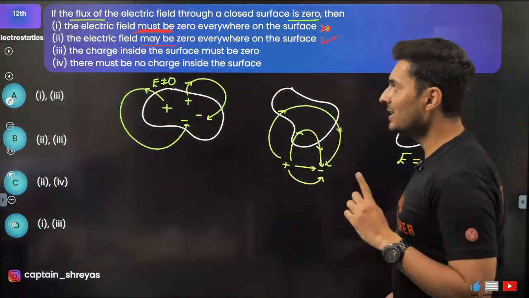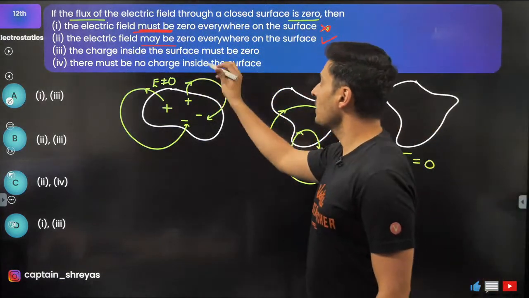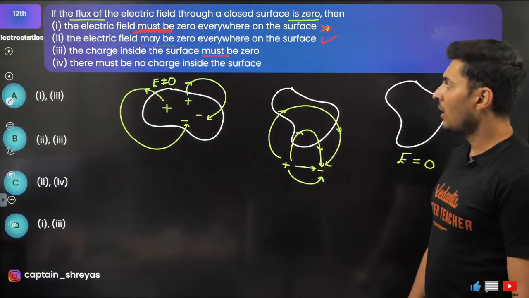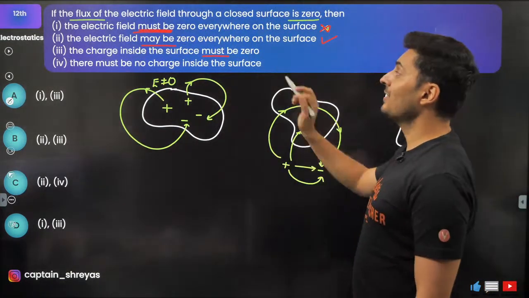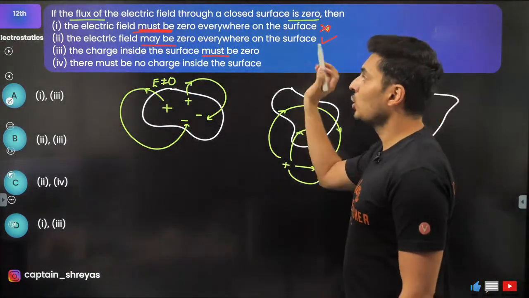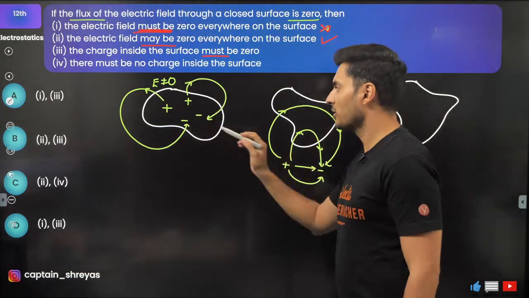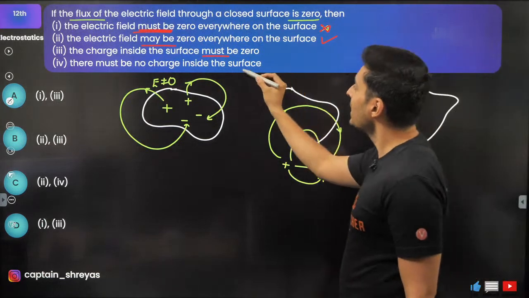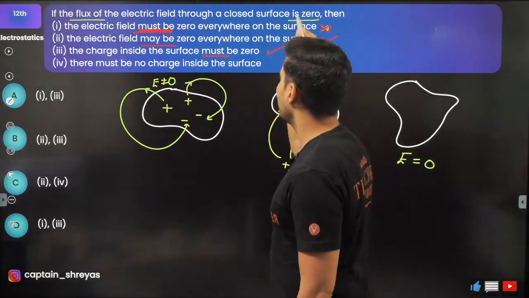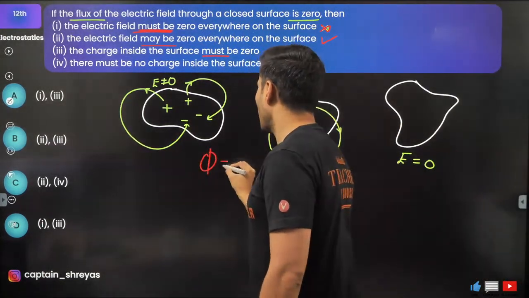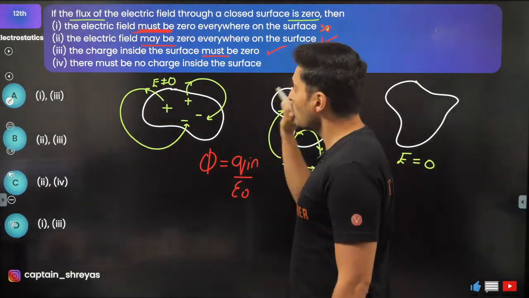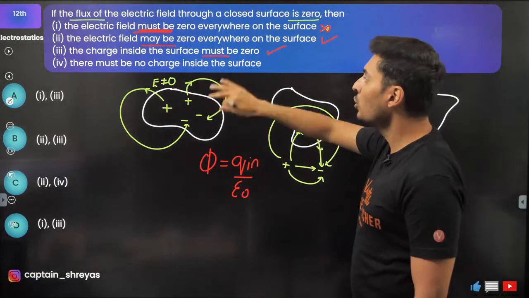Next, the charge inside the surface must be 0. Wrong. There can be charges. The charge inside the surface must be 0. Yes, the total charge inside the surface, whatever is positive is negative. The charge inside the surface is 0. Yes, it must be 0. Only then the flux is 0, because flux is nothing but Q in by epsilon naught. So Q in must be 0.